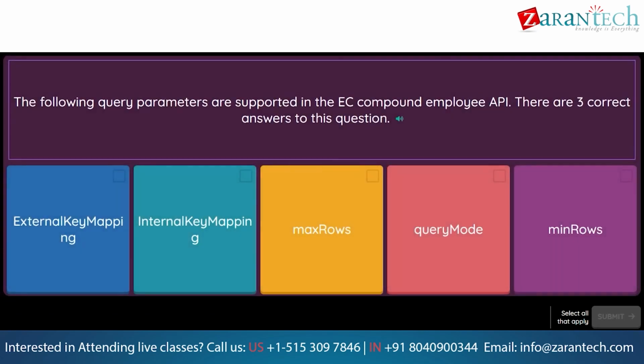Question: the following query parameters are supported in the EC Compound Employee API. There are three correct answers to this question. Option 1 External key mapping. Option 2 Internal key mapping. Option 3 Max rows. Option 4 Query mode. Option 5 Min rows.